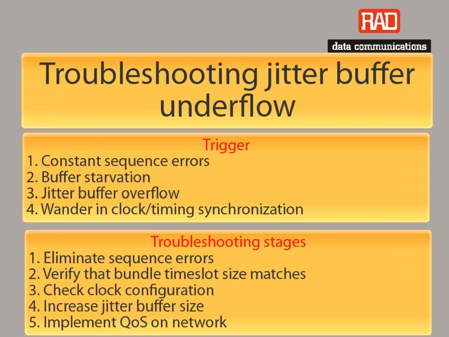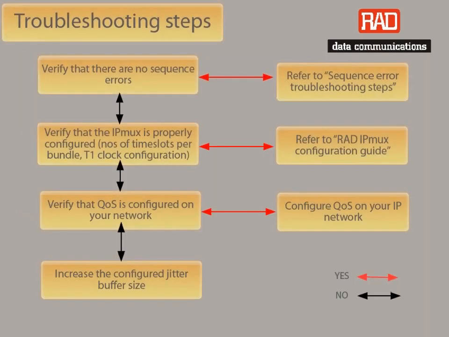Underflow events can be caused by buffer starvation, as we mentioned earlier, dropped packets, delayed packets due to network congestion, incorrect timing configuration, or a small jitter buffer size. To troubleshoot jitter buffer underflows, ensure that there are no sequence errors, and verify that the TDM transmit clock is properly configured on both IPmux units. For more information on the timing configuration, please reference RAD's IPmux configuration guide. You can also try increasing the jitter buffer size.